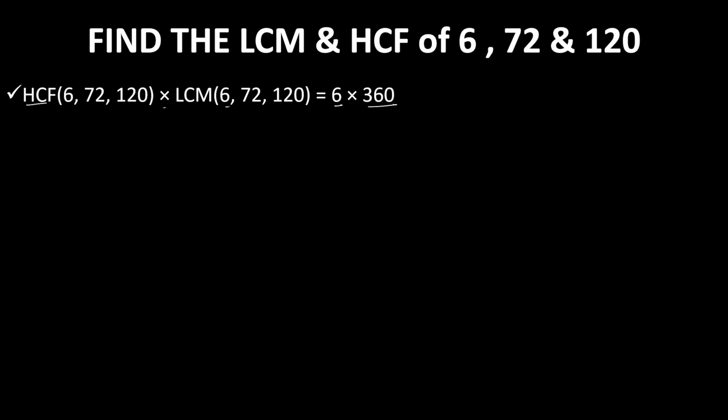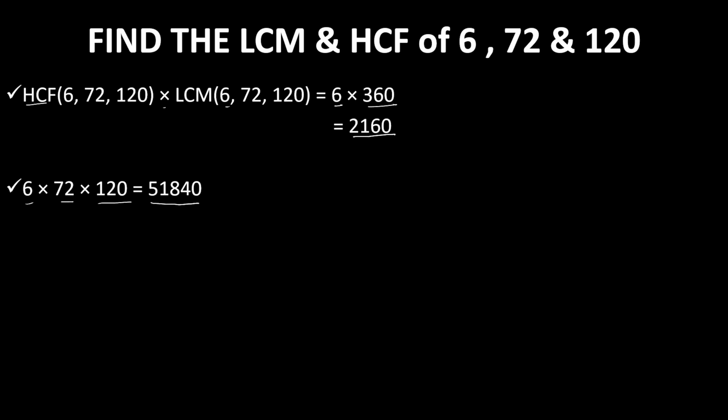If we multiply both of them, we are going to get 2160. Now let's look whether the product of these three numbers is also 2160 or not. If we find the product of 6, 72 and 120, we are going to get 51,840. So clearly we observe that the product of HCF and LCM of these three numbers is not equal to the product of these three numbers itself.